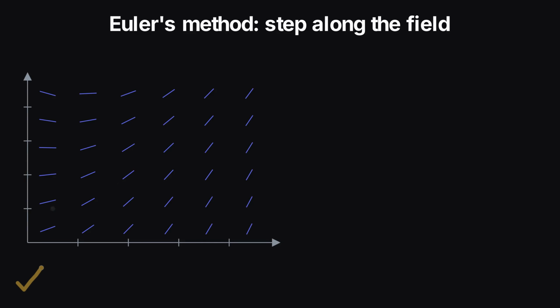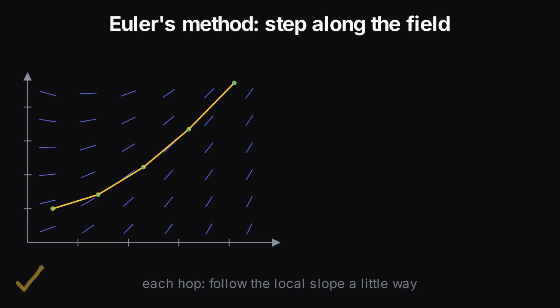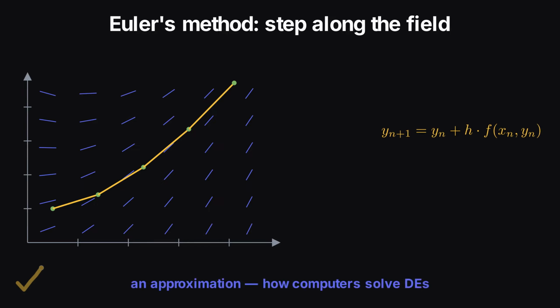When you can't solve the equation exactly, you can still step along the field numerically. That's Euler's method. From your current point, take the local slope, step a small amount in x, and update y by the slope times that step. Each step is just a short straight hop along the tangent line. Repeat it to march forward across the field. It's only an approximation, but it's exactly how computers solve differential equations.